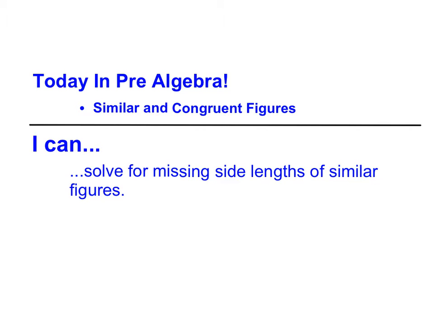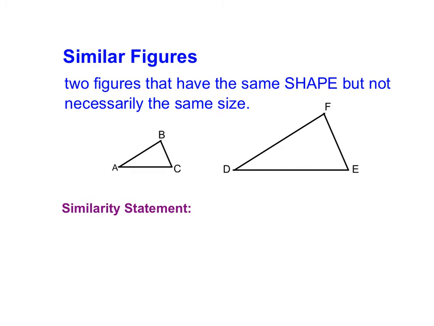In this lesson, we'll be looking at what are called similar figures, and we'll be solving for the missing side lengths of similar figures using our knowledge of proportions. So in order to find the missing side lengths of similar figures, let's start by actually defining what a similar figure is. So similar figures are two figures that have the same shape, but not necessarily the same size.